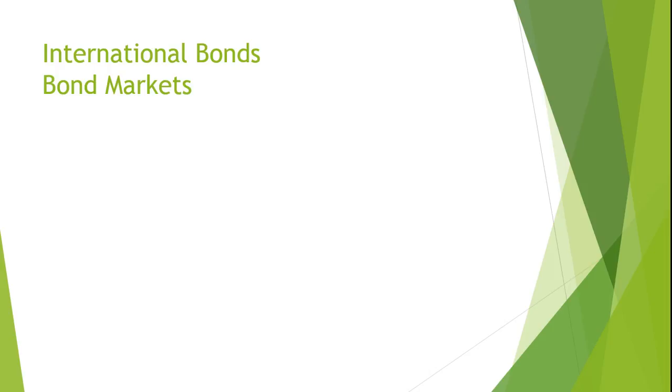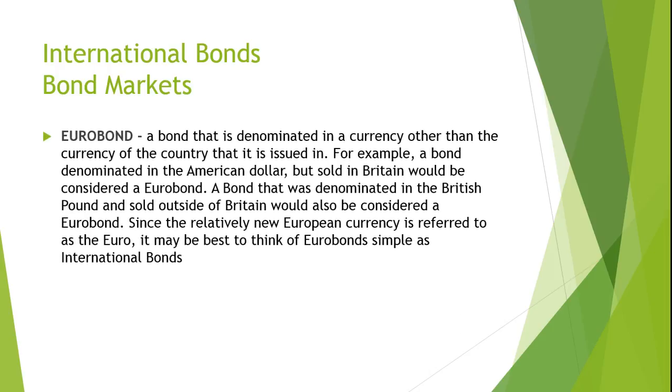A Eurobond is a bond that is denominated in a currency other than the currency of the country that it is issued in. For example, a bond denominated in American dollars but sold in Britain would be considered a Eurobond. A bond that was denominated in British pounds and sold outside of Britain would also be considered a Eurobond. Since the relatively new European currency is referred to as the euro, it may be best to think of Eurobonds simply as international bonds.